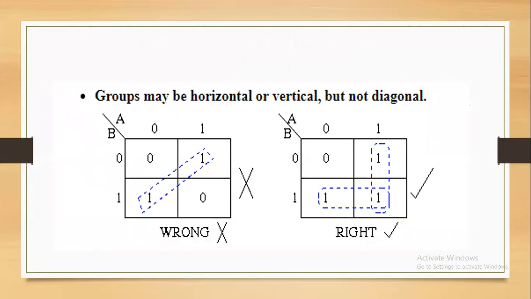Then we go to the second rule: groups may be horizontal or vertical, but not diagonal. If you see the first picture over here, the groups are made diagonally. This is the wrong representation of the groups, which is not a correct way of grouping the cells. But in the picture over here, the groups are made horizontally and vertically. It's the right way of grouping the cells. That is the second rule you have to follow in the K-map.